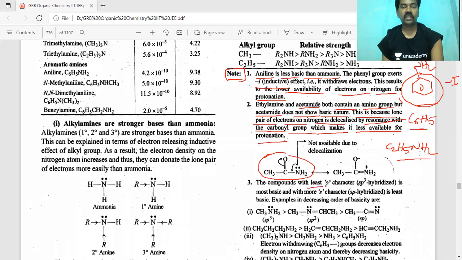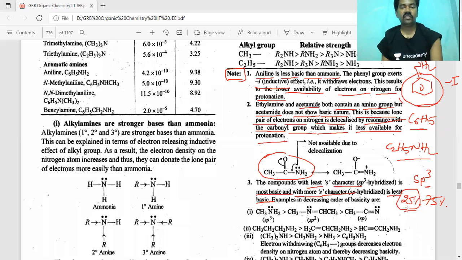The compounds with least S character are most basic, and with more S character are least basic. Very important point. The compounds with least S character means sp3 hybridized. Here P is 75% and S character is only 25%. So in an sp3 hybridized compound, that compound will be more basic. S character is less means basic character will be more.